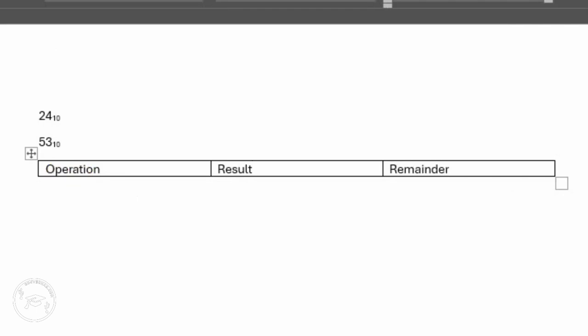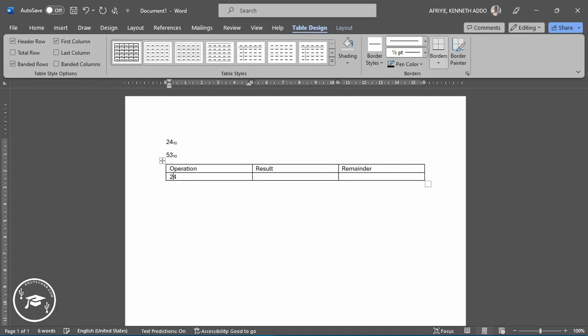Great. So 24, we divide 24 by 2. What is our result? Yes, 12. Is there any remainder? No, so we put 0. Then we take 12, we divide by 2. 12 divided by 2, we get 6. Is there any remainder? No, so we get 0. Then 6, we divide 6 by 2.